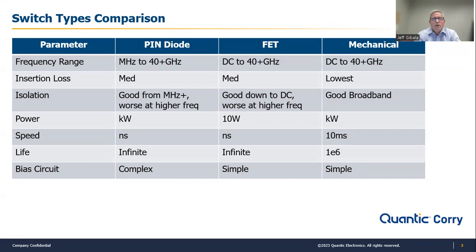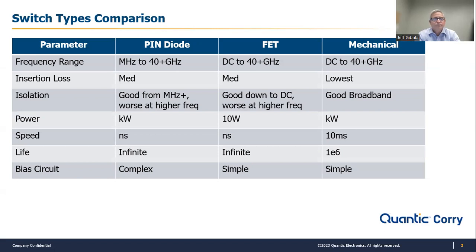A PIN diode and a FET-based switch, in terms of life expectancy, is really infinite since they are electronic, while a mechanical one does have a finite life, typically specified in the 1 million cycle range. And then in terms of controlling them, there are bias circuits to control the switches. The PIN diode's fairly complex, while a FET and a mechanical switch are relatively simple to control.